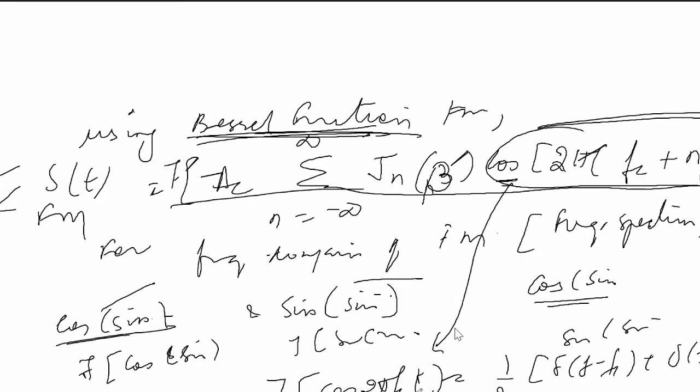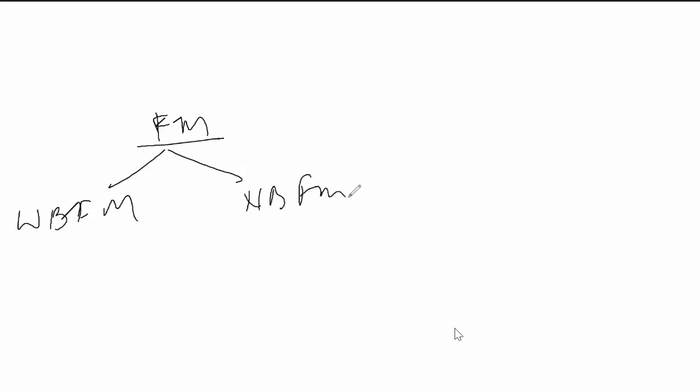Okay, so these are the different types of equations representing FM. Then there are two types of FM you have learned in the class. What are the two types of FM? One is called wide band FM, another is called narrow band FM. In wide band FM, your modulation index beta is much greater than 1. In narrow band FM, modulation index beta is much less than 1. And they both have different types of mathematical equations.